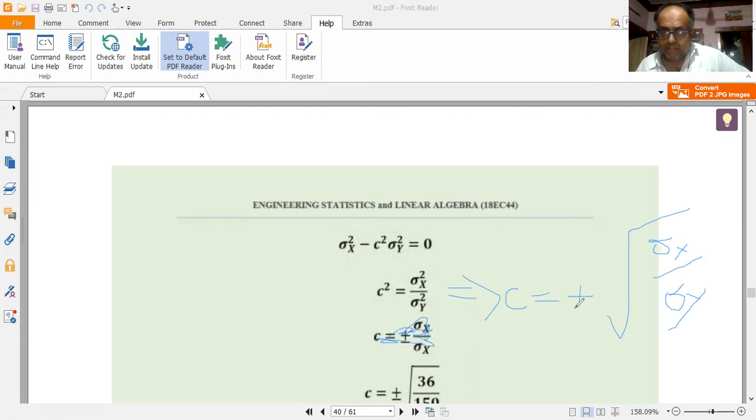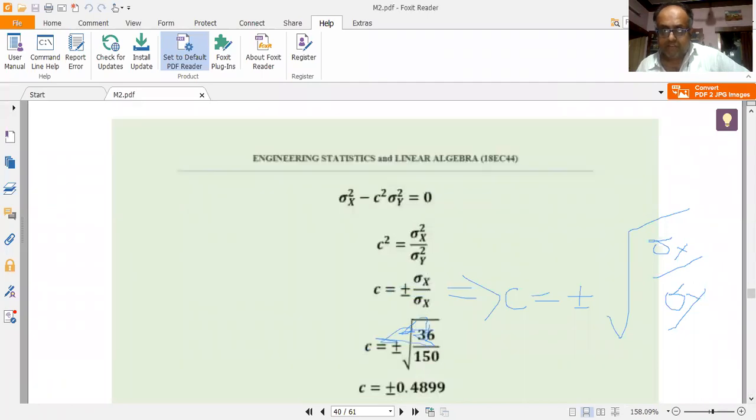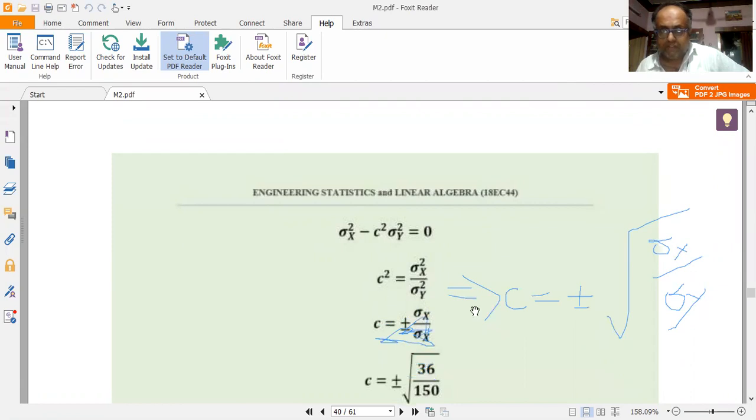C is equal to plus or minus square root of sigma x by sigma y. So sigma x is 36, sigma y is equal to 150. So substituting, I get C is equal to plus or minus 0.4899. Okay, so that's the value of C. Please be careful while doing this. C is equal to plus or minus root of sigma x by sigma y. He has made a printing mistake here.